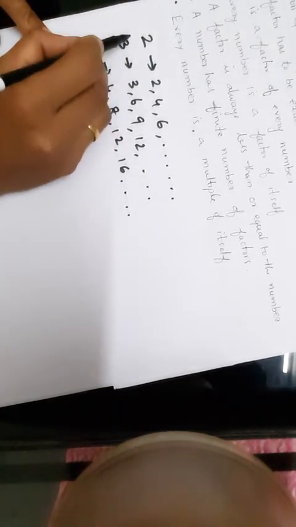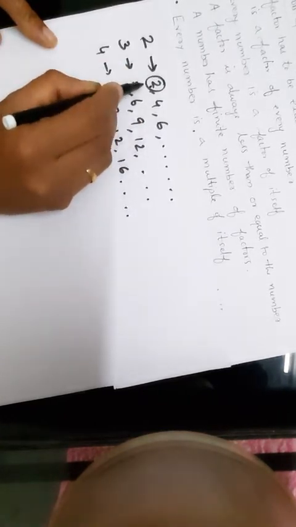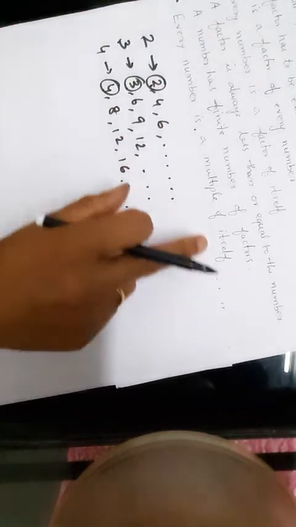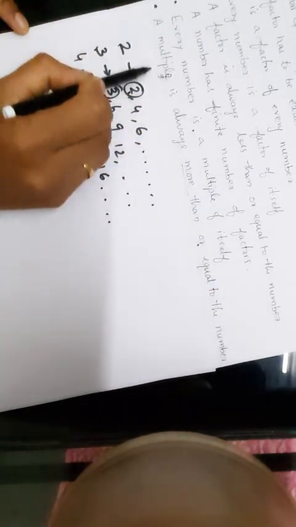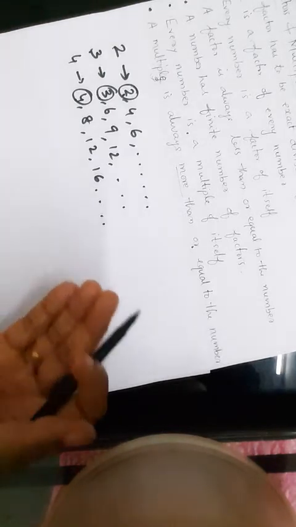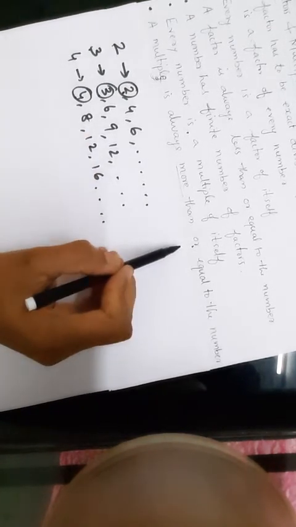See, whenever we write the multiples, 2 is a multiple of 2, 3 is a multiple of 3, 4 is a multiple of 4, 5 is a multiple of 5, like that. Every number is a multiple of itself. A multiple is always more than or equal to the number. In the case of factors, it is less. Here, multiple is always more. Why? Because we are multiplying. For finding factors, we are dividing. Correct? For finding the multiples, we are multiplying. Multiply means increase. Divide means less. So here multiple is always more.